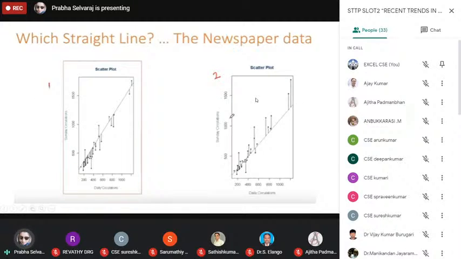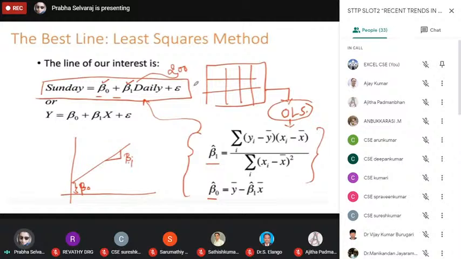I will draw more lines, as I said. I will check whether this line is suitable or that line is suitable. Based on OLS, I will select whichever has the least value. So based on that, I will select it.